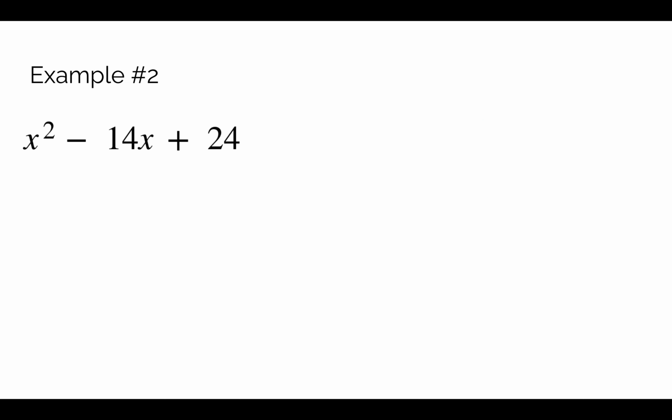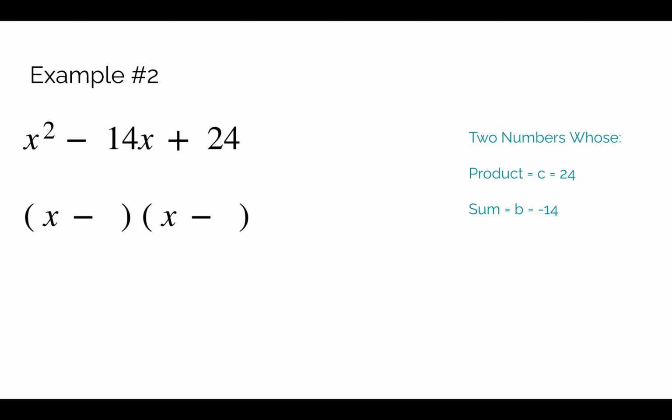Example number 2. x squared minus 14x plus 24. Here we need to find two numbers whose product is equal to 24 and whose sum is equal to negative 14. First, let's determine the signs in those two brackets. We need to find two numbers that when you multiply them together is a positive answer, but when you add them together they must be negative. That's only possible when both numbers are negative. So we know that our factored form will look like this: x minus a number times x minus another number.